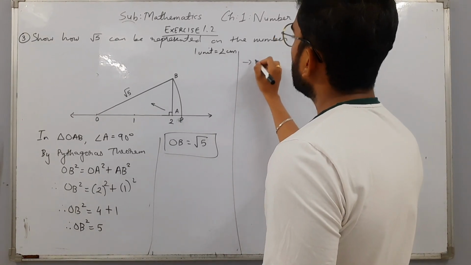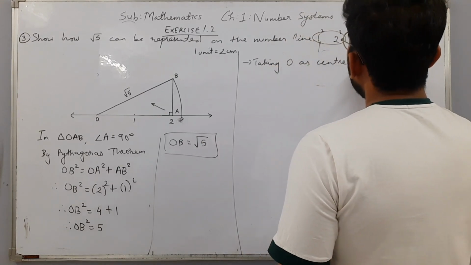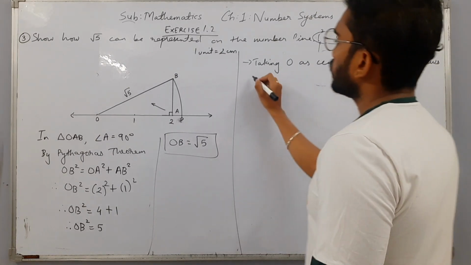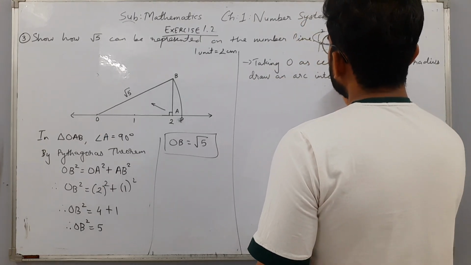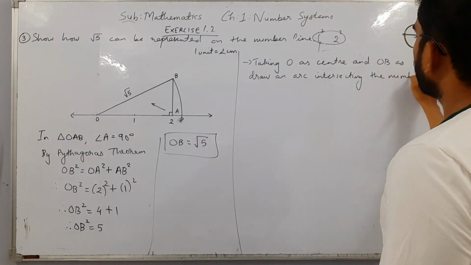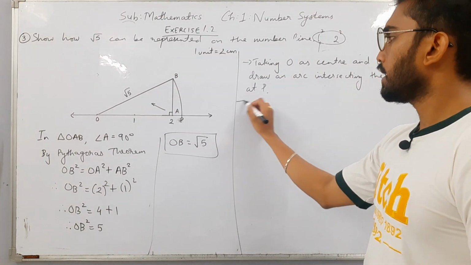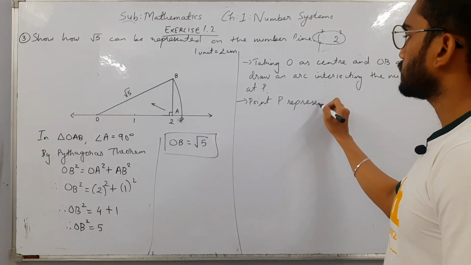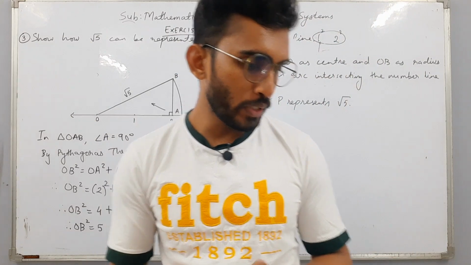So here we will write that taking O as center and OB as radius, draw an arc intersecting the number line at P, and point P represents our root 5.